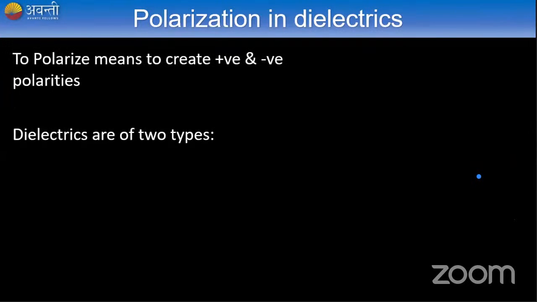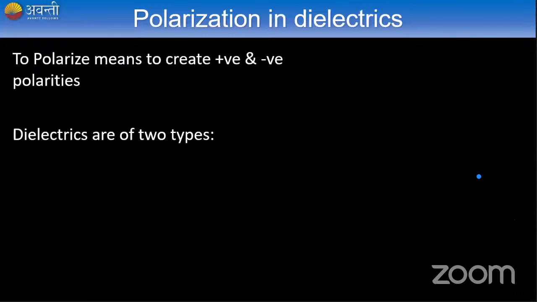So to polarize, listen carefully. What is meant by polarization or to polarize? To polarize means to create the positive and negative charges. Yes, it will be less than the external electric field. We'll come to that, Karthik. So to polarize means to create positive and negative polarities in a given existing field.